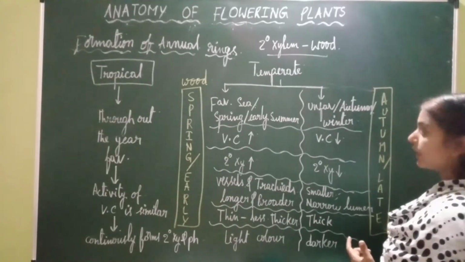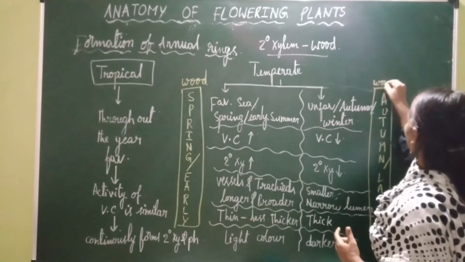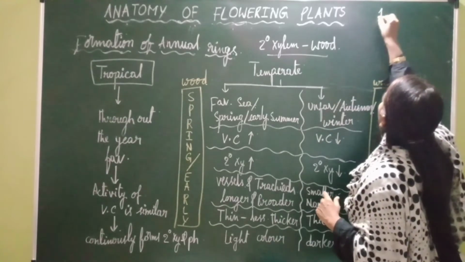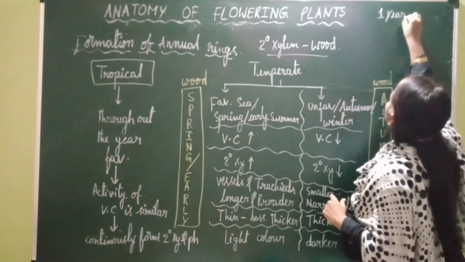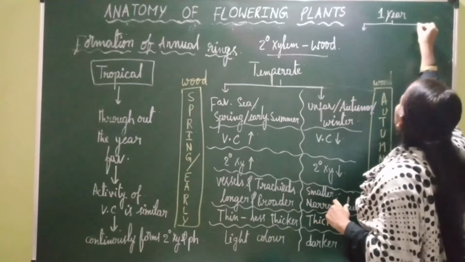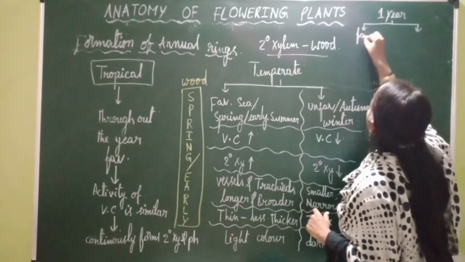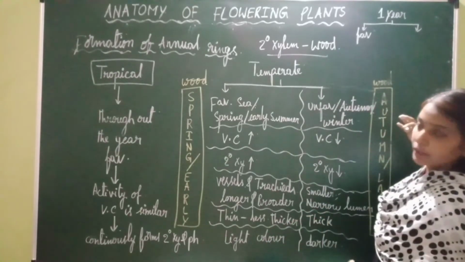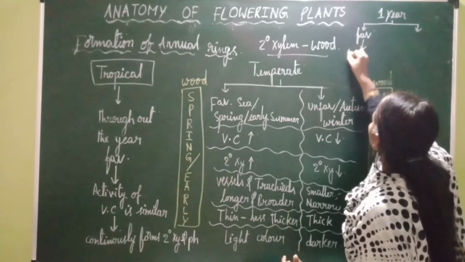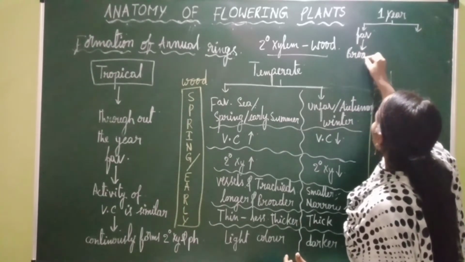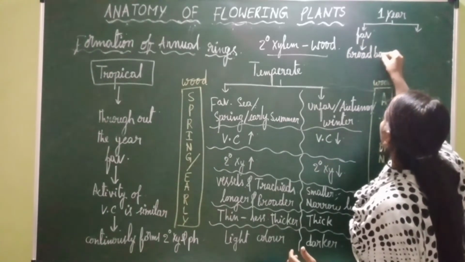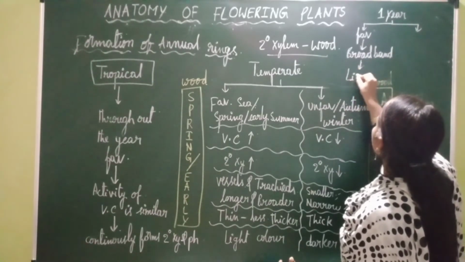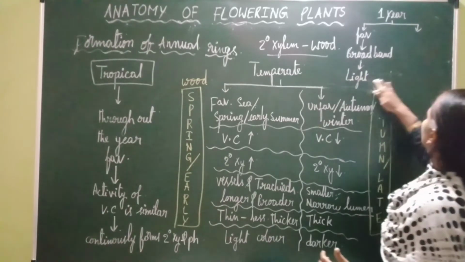Now let's see what annual rings are. In a year, two seasons are there, that is the unfavorable season and the favorable season. Under the favorable season, what type of wood is formed? Light colored wood is formed, which is a broad band of wood, lighter in color, right?